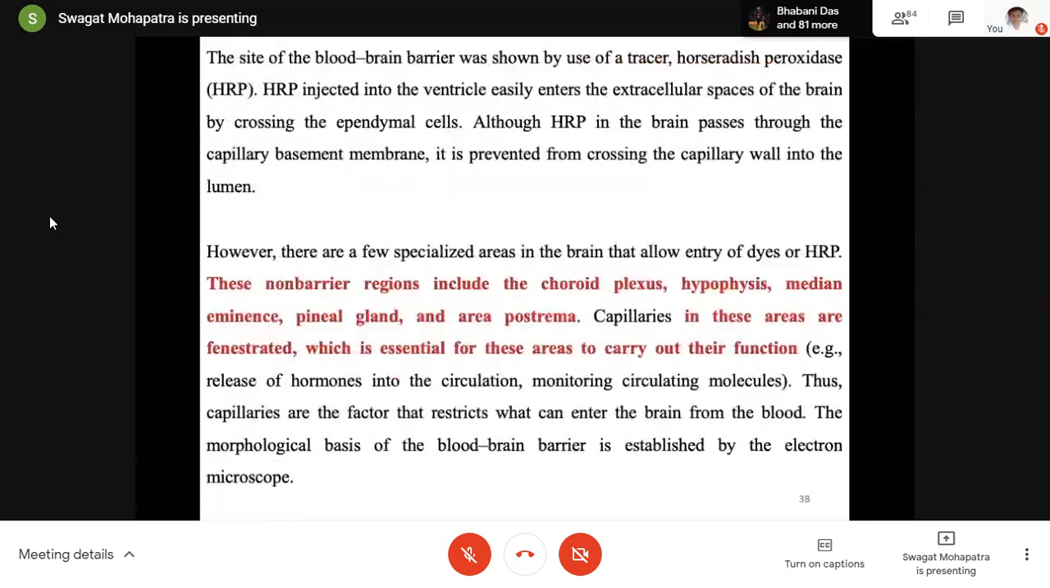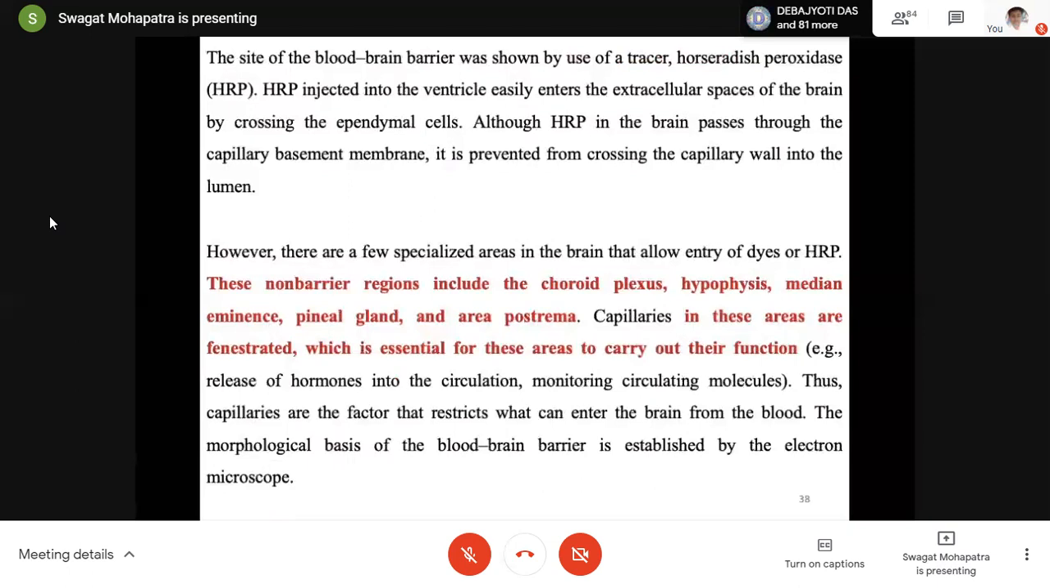Now, if you provide this blood-brain barrier to each and every area of the brain, then certain functions will be modified or cannot be achieved. How? For example, if you provide a blood-brain barrier to the choroid plexus, then your CSF can't be formed, because for formation of CSF you need fenestrations in the capillaries. So the choroid plexus is devoid of blood-brain barrier.